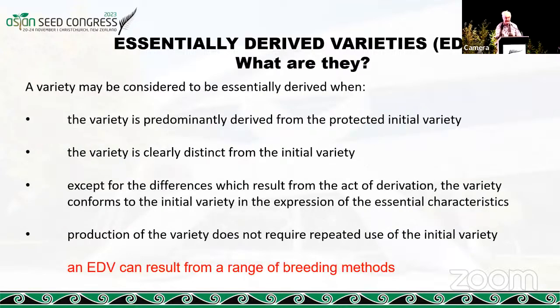Again, let's be clear about what they are. And again, we're going over some that we've already covered, but I don't think it hurts. Obviously, the variety must be predominantly derived from the protected initial variety. The variety must be clearly distinct, which of course is exactly the same as any other protected variety. Then looking at the differences, they must result from the act of derivation. And it must conform to the initial variety with the expression of the essential characteristics. The production of the EDV does not require the repeated use of the initial variety. So, in that sense, an EDV can result from a whole range of breeding methods. There's actually no restriction. We've seen some examples of what might be possible, but I think we need to have an open mind on what breeding methods may be used.